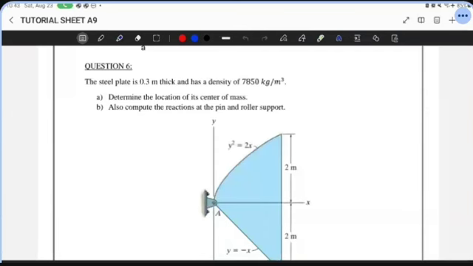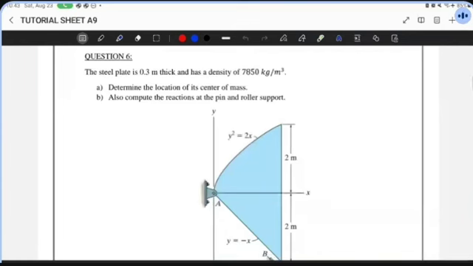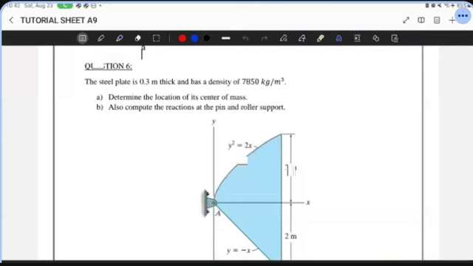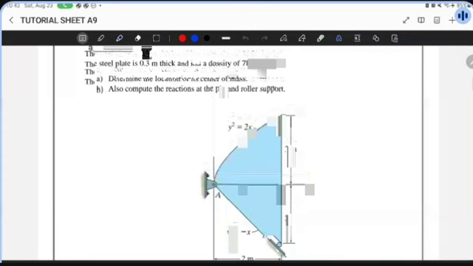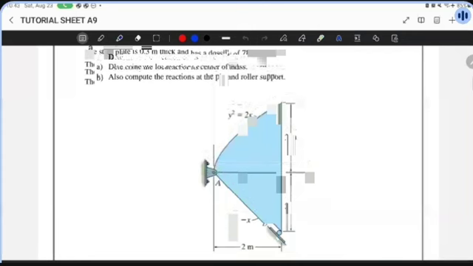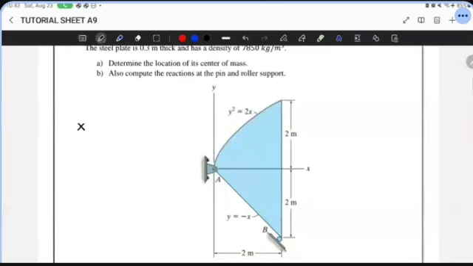So for this case, they want us to determine the position of the center of mass. The steel plate is 0.3 thick and has a density of that value. Determine the location of its center of mass. Okay, so if we're going to get the center of mass for something like this, how are we going to do it? The center of mass will also have coordinates x bar, comma y bar.